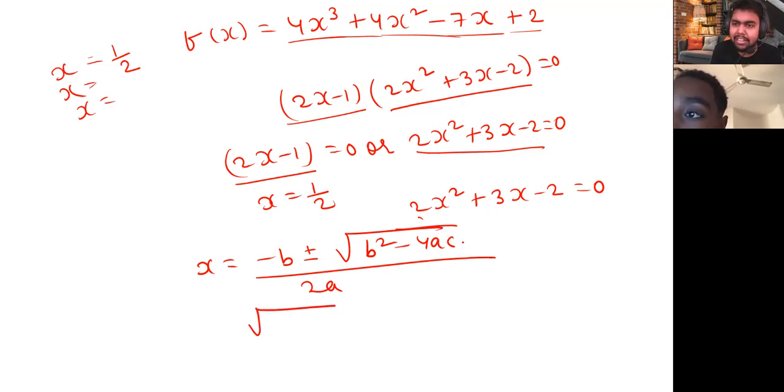Suppose this value comes out less than 0, then there is no need to solve, because the roots would be imaginary numbers. Any negative thing in the root is imaginary. So first of all, check that.